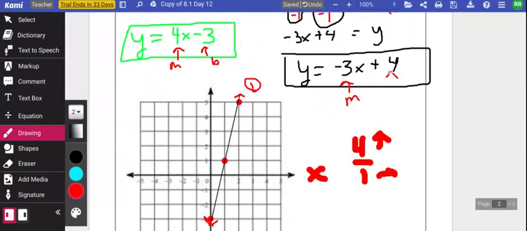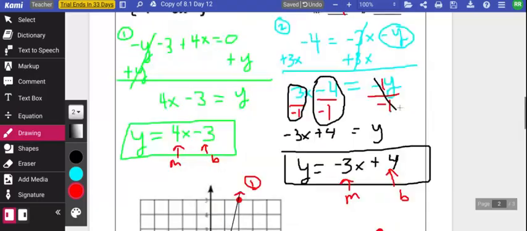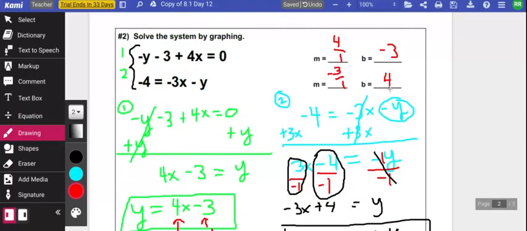And my b is 4. That's my y-intercept. So look at their slopes. This slope is 4. This slope is negative 3. They're different. Different slopes, one solution. You know right away these lines will intersect at exactly 1 point. So let's graph line 2 to see where those lines intersect.